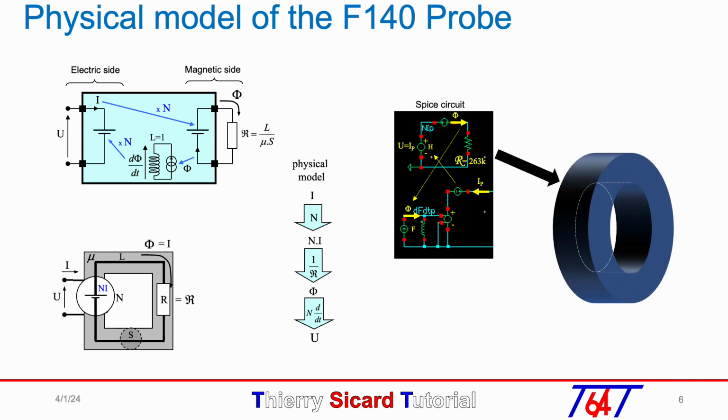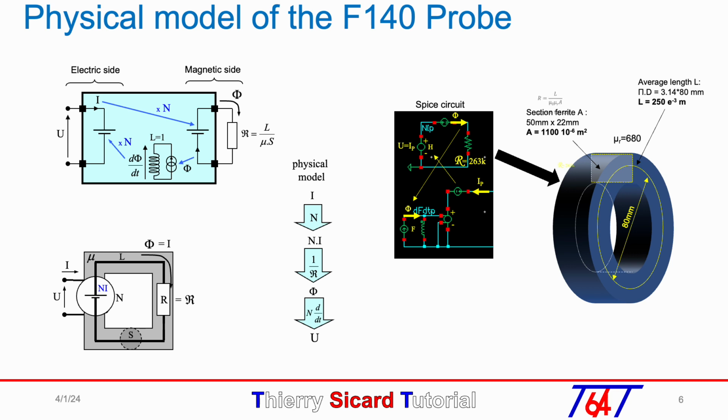An estimation of the ferrite core gives a length capital L of 250 mm, a rectangular section A of 1100 micrometer square with a μr of 680. With those data, we have a reluctance of 263 K. The single primary turn in red is the electric side of the model.